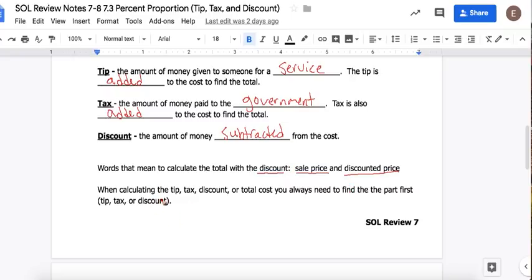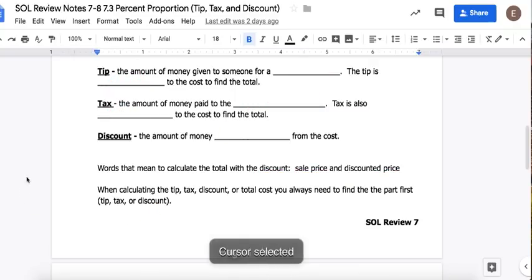Now, this is important when calculating the tip, tax, discount, or total costs. Whenever you're finding any of those, you always need to find the part first. So you need to know the tip, tax, or discount. Whenever you're finding tip, tax, discount, or even total. Even when you're finding the total, you still have to find the tip, tax, and discount first.